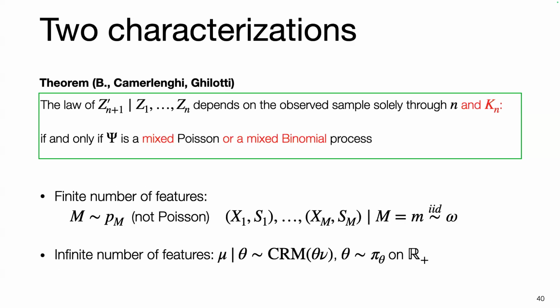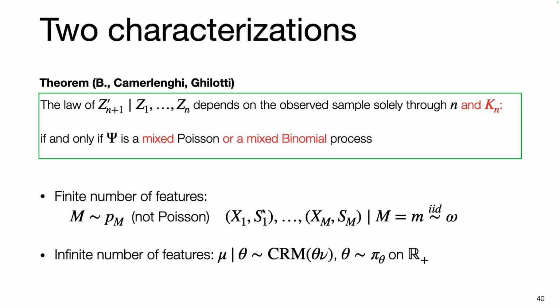Instead, if we look at those predictions that depend on the sample size and the number of unique features, then this is unique to those measures built from a mixed Poisson or mixed binomial process. So in the case of a mixed binomial process, we have a finite number of features where K_M follows a distribution P_M, which must not be Poisson, otherwise we fall back to the Poisson process case. But other than that, P_M could be anything, could be also a point mass at a specific value, in which case we have a fixed and known number of features.